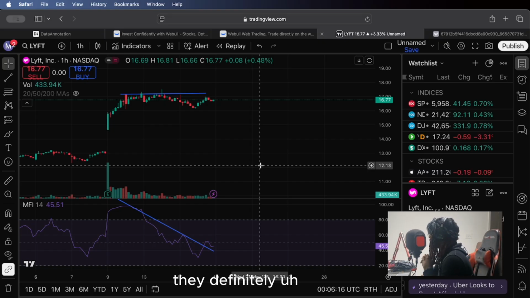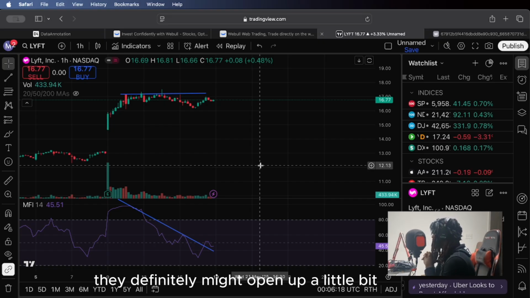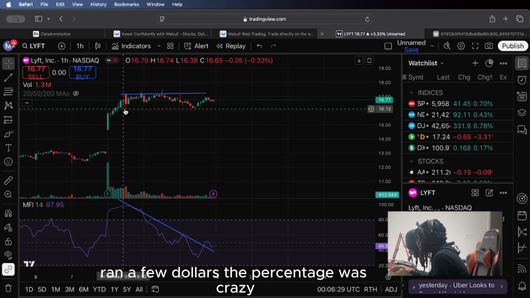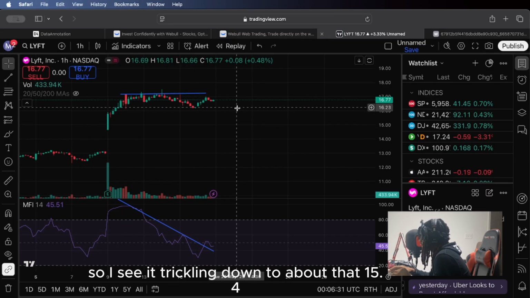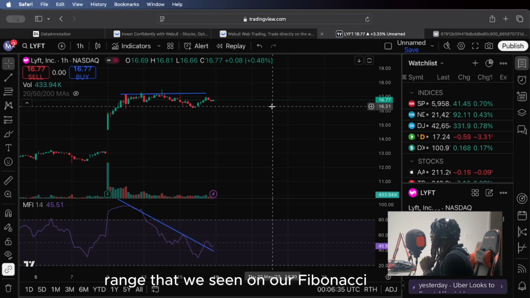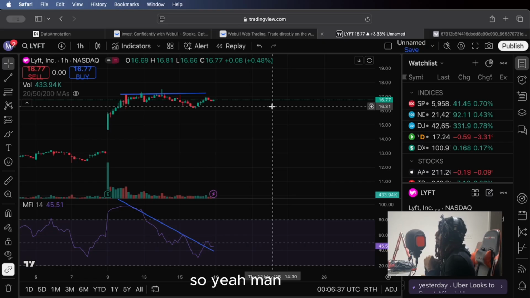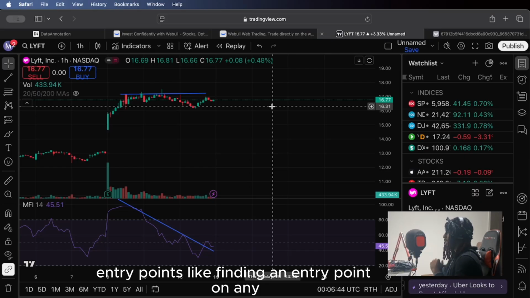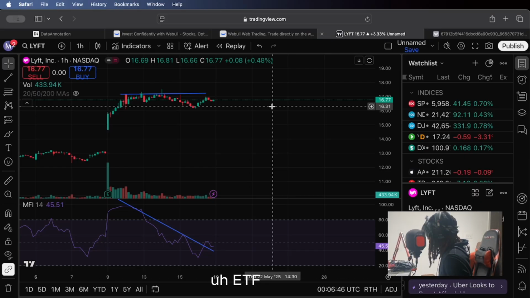They definitely might open up a little bit red going into Monday, but they had a big run, ran a few dollars. The percentage was crazy, so I see it trickling down to about that 15.4 range that we saw on our Fibonacci. So yeah, man, that's generally how I would go about finding entry points, like finding an entry point on any ETF.